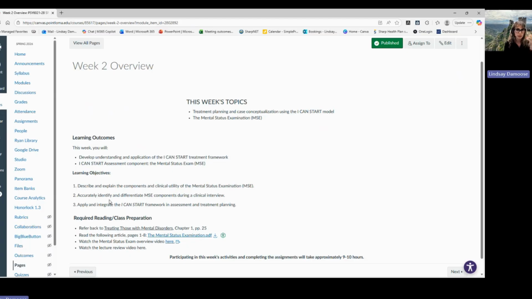So the first week that we're going to be meeting together, week 2, we're going to be talking about the mental status exam. You're going to be able to better understand and describe what the components of that are. You'll be able to much more accurately and comfortably identify and differentiate mental status exam components when you see someone in a clinical interview, and you're going to have familiarity about what the I Can Start framework looks like as far as assessment and treatment planning.